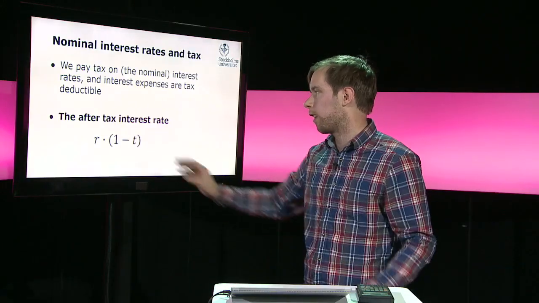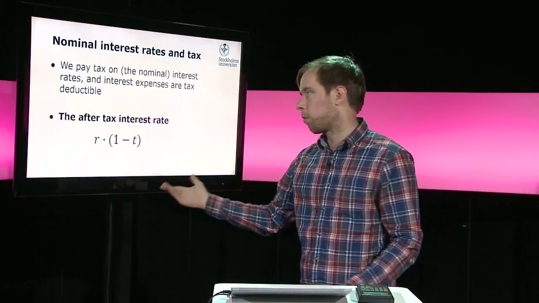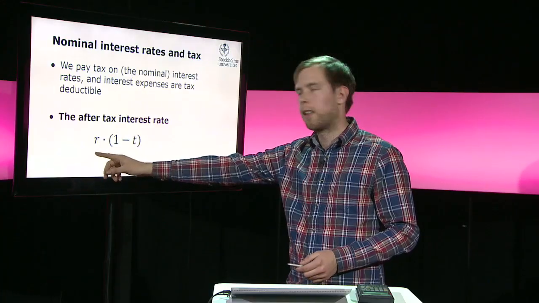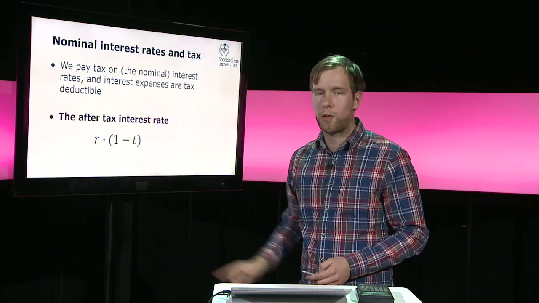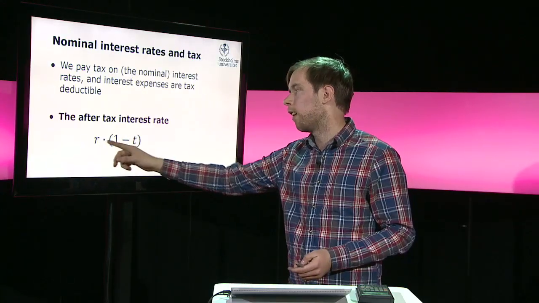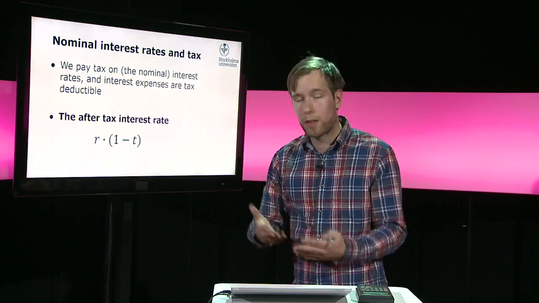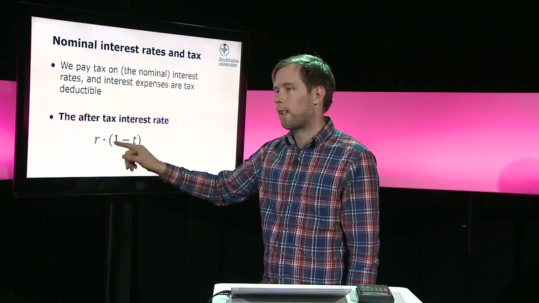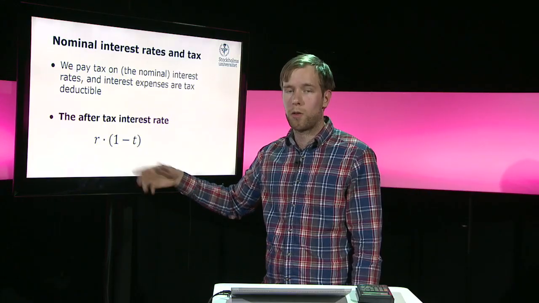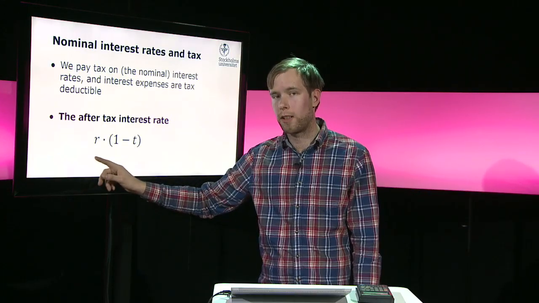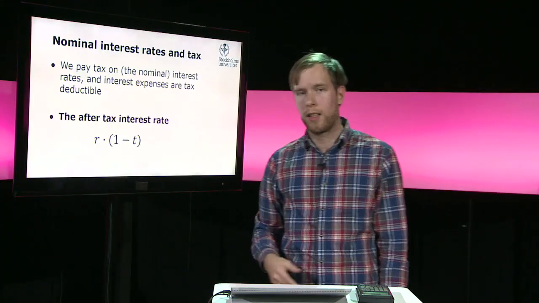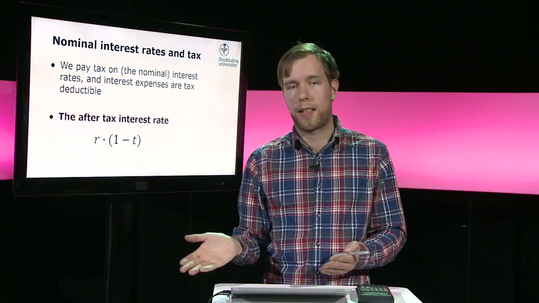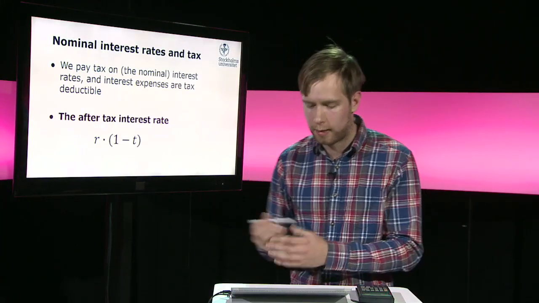So you can find the after-tax interest rate simply by taking the nominal rate times 1 minus the tax rate. So if the tax is 30%, the interest that we have left after paying tax would be the before-tax interest rate times 1 minus 0.3, or the nominal interest rate times 0.7. So everything that's left after paying tax goes to us. So that's the after-tax interest rate.